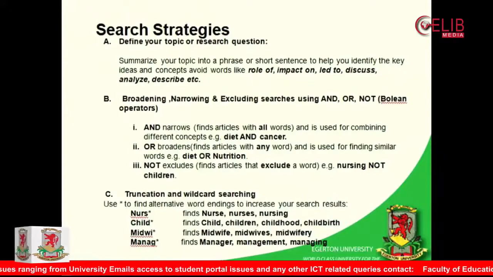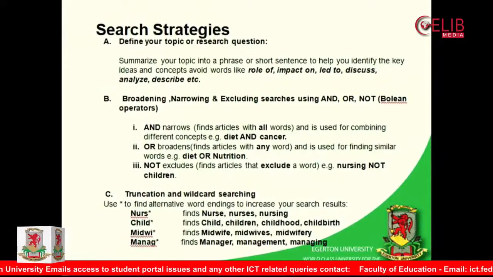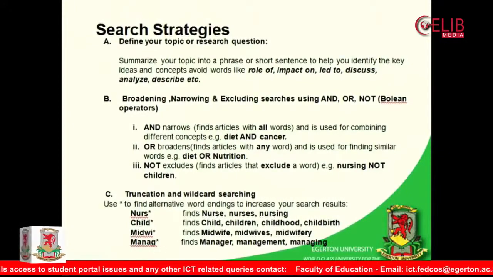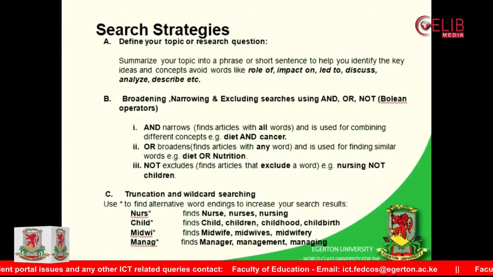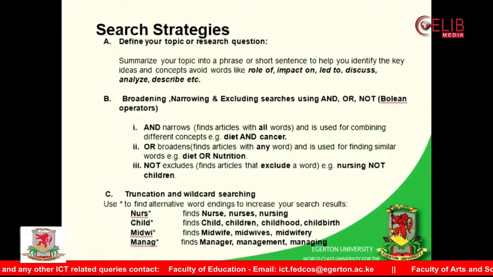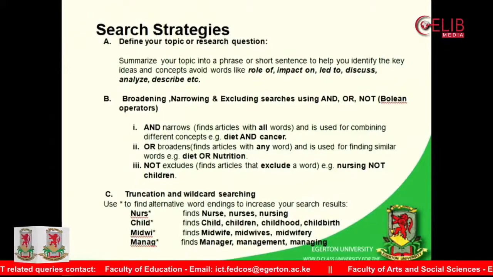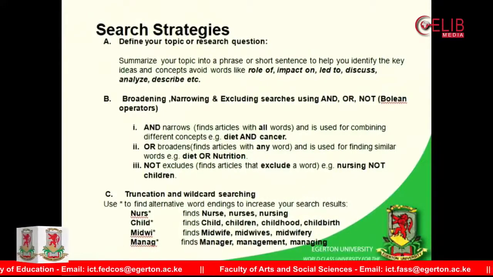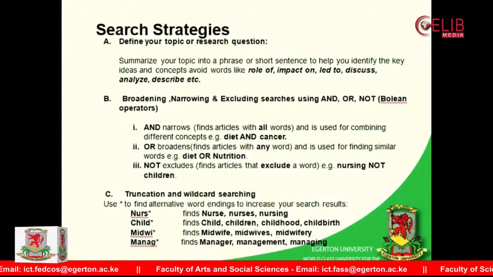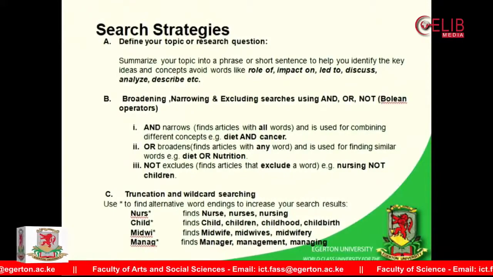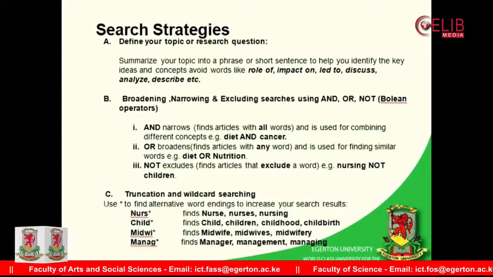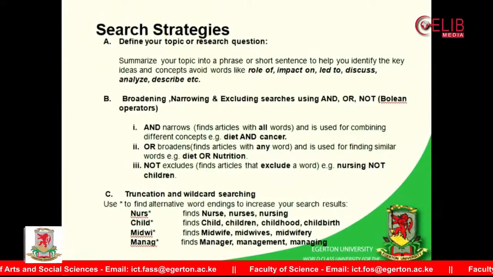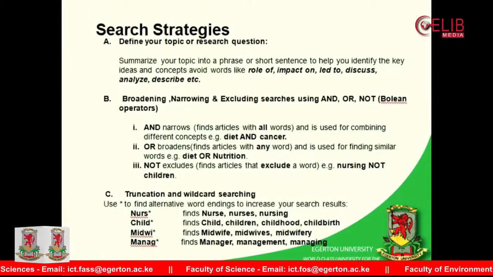It's there in our keyboards. So if you put an asterisk, something that looks like a star, the results you're going to get will give you information that talks about a nurse, talks about nursing, talks about nurses. If you want something about children, and you don't mind anything about maybe childhood, childbirth, and so on, again, you use the same strategy. You just write the word child, and then you type an asterisk.